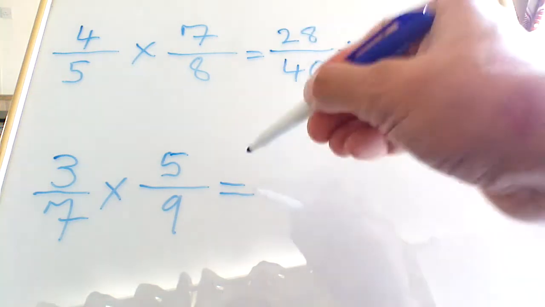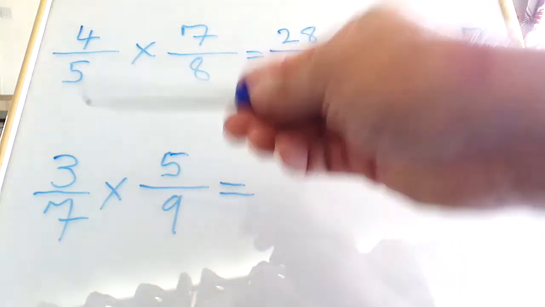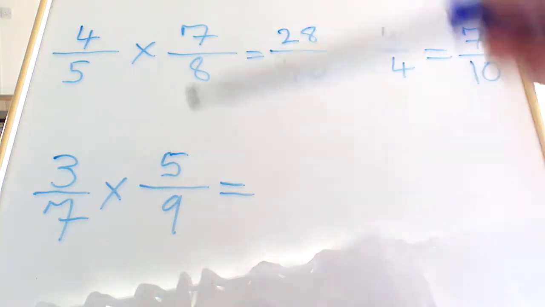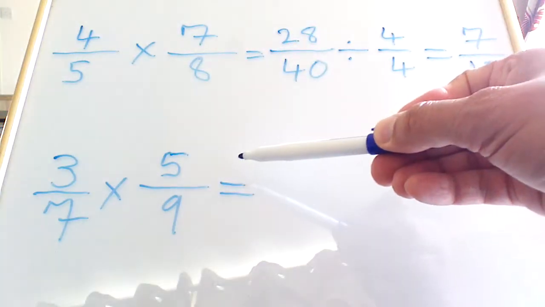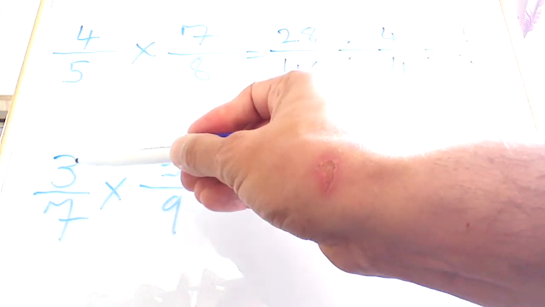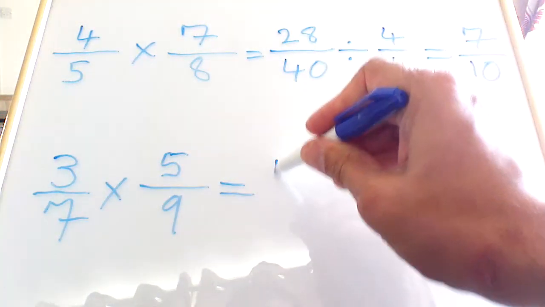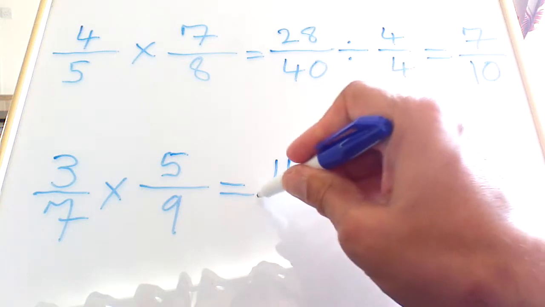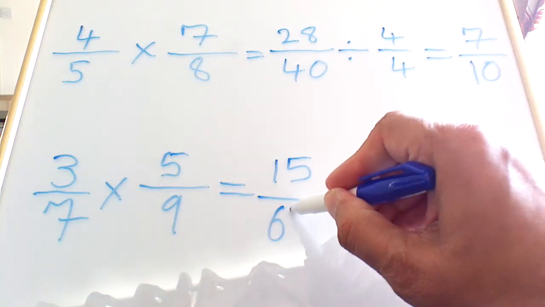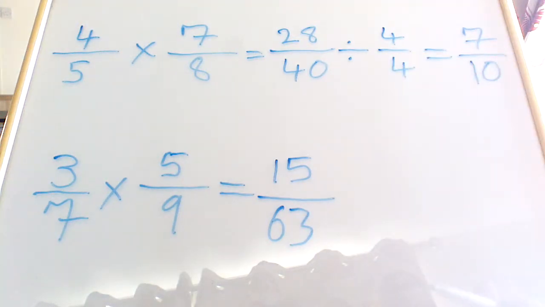Okay, let's have a look at the bottom example. Now here we're going to multiply 3/7 by 5/9. So once again, you're going to multiply the numerators and then you're going to multiply the denominators. 3 times 5 is 15. 7 times 9 is 63. Now this is where you have to be reasonably confident with multiplying and dividing.